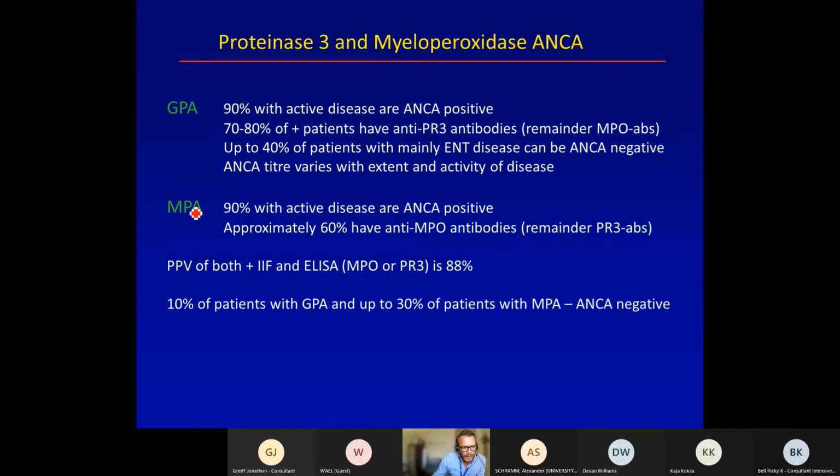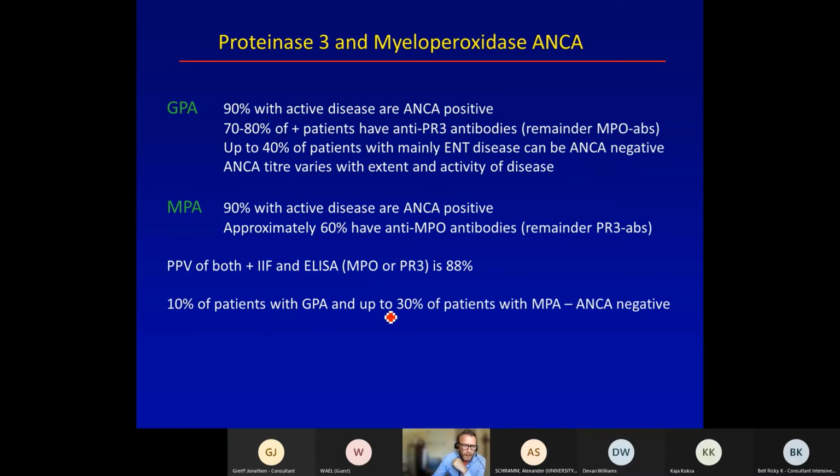In terms of MPA, again, 90% of people with active disease will be positive, and the majority, 60% or so, will have antibodies against MPO, and the remainder of those with ANCA positivity will be targeted against PR3. If you've got a positive indirect immunofluorescence and an ELISA which identifies either MPO or PR3, you've got an 88% chance of having small vessel vasculitis. So there's quite a good combination of tests to help diagnose the disease.